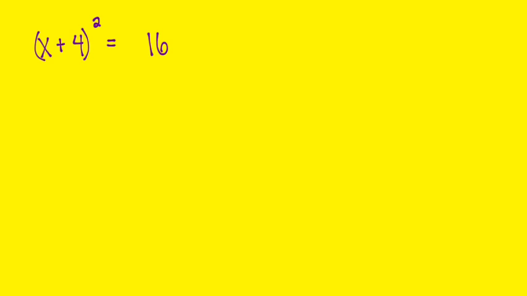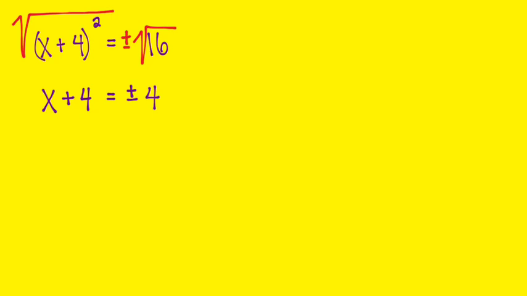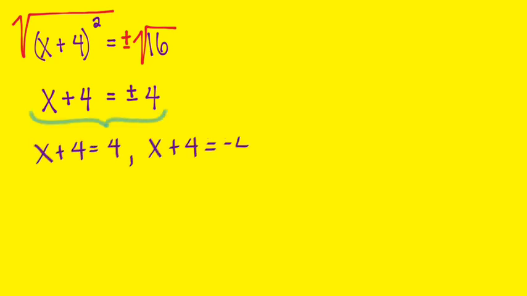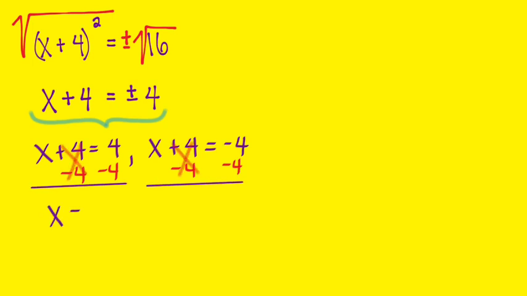So now it's just like 8-7 homework. We square root both sides, and we get x plus 4 equals plus or minus 4, and now we have to solve for the two equations, where x plus 4 equals 4, and x plus 4 equals negative 4. We subtract 4, and we get 0 and negative 8. Remember, we're solving here when y is 0, so we have to get to that place.